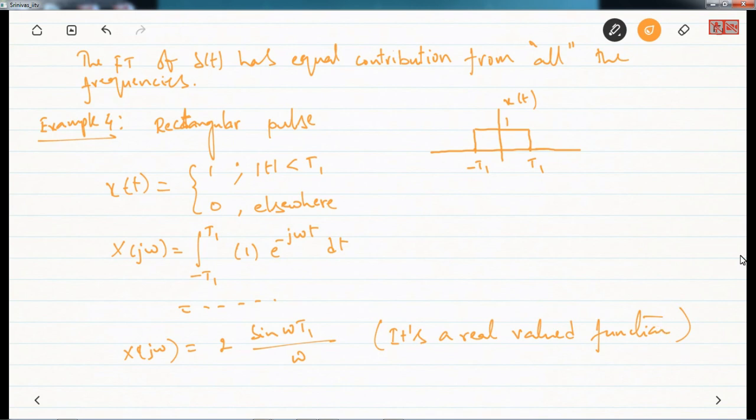So here x of j omega is a real valued function. And then you need to draw only one plot whenever x of j omega is a real valued function, right?